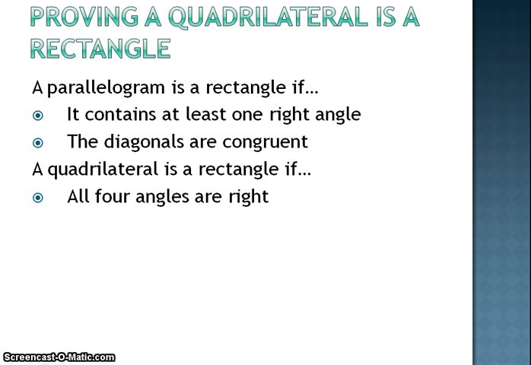have a parallelogram first. So, a parallelogram is a rectangle if, as I just mentioned, it contains at least one right angle, or if the diagonals are congruent. And we see why this can be tricky because a trapezoid can have a right angle, or an isosceles trapezoid can have congruent diagonals, so you do have to prove that you have a parallelogram first. Or a quadrilateral is a rectangle if all four angles are right angles. If you have that, you don't need to prove that it's a parallelogram.